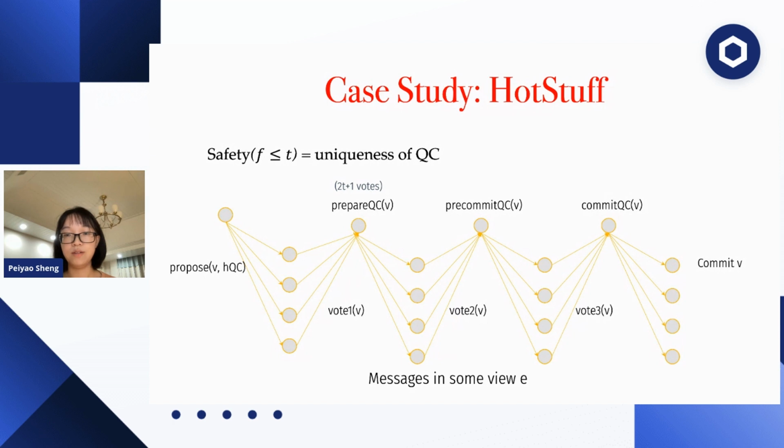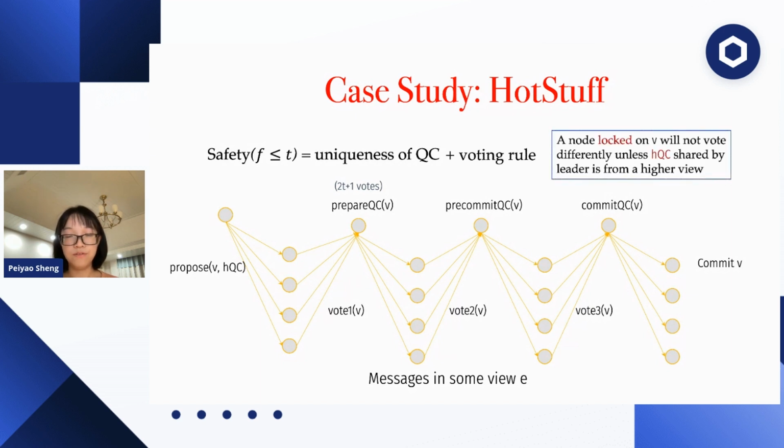This is because the QC contains 2T plus 1 votes, and we have total 3T plus 1 replicas. The second is a voting rule that a node locked on the value V will not vote differently unless the HQC here, shared by the leader, is from a higher view. Let's understand the rule carefully, which is important for our following analysis. The lock here is the latest pre-commit QC. So nodes will update their locks on receiving the pre-commit QC.